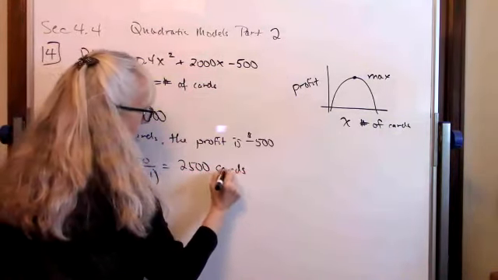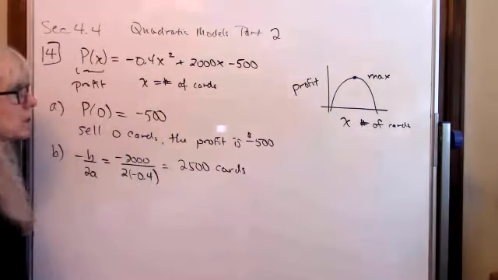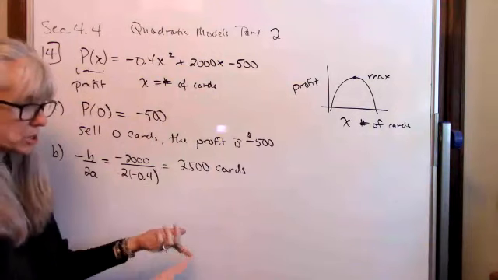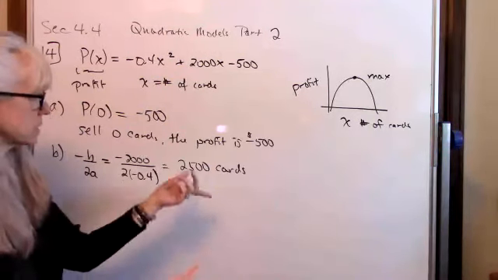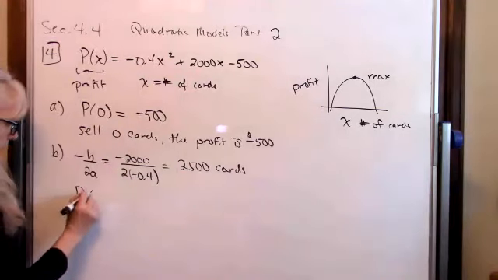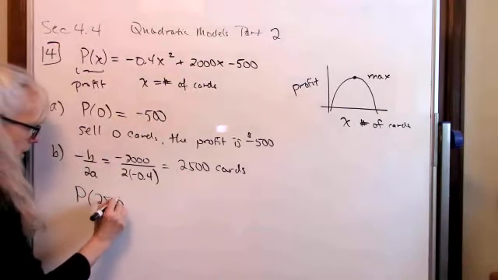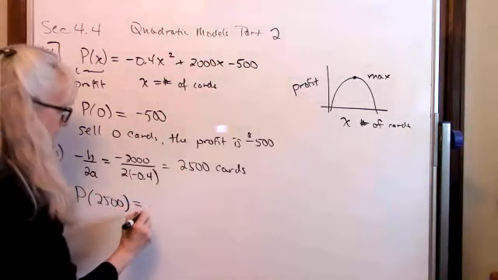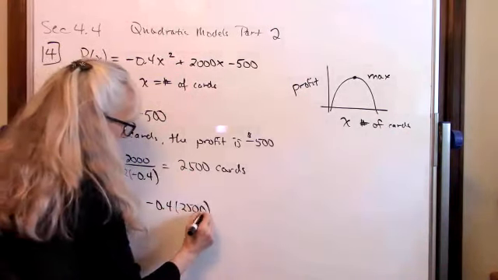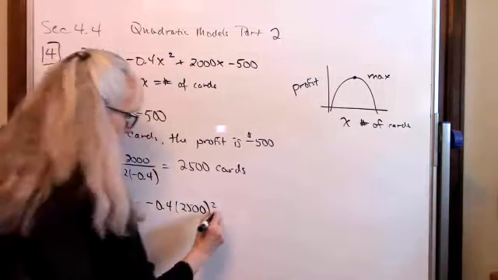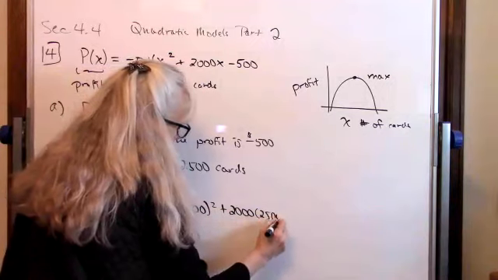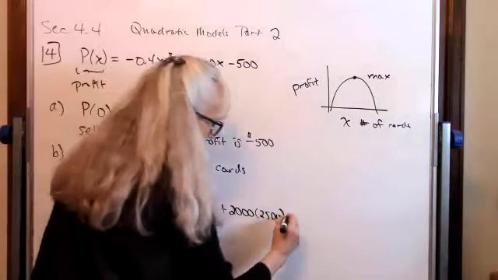And that would be in cards, because we know that that's the input, the first number, 2,500 cards. And that answers the first question. How many cards should be sold to maximize the profit? Well, 2,500 of them. To find the actual maximum profit, we're going to take that 2,500 and plug it back in. So that would be a negative 0.4 times 2,500 squared plus 2,000 times 2,500 minus 500.